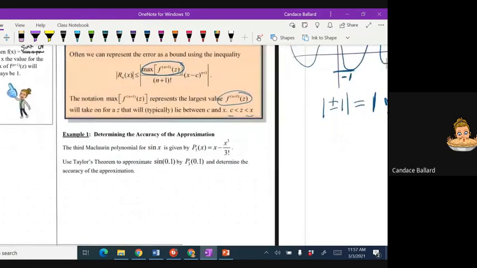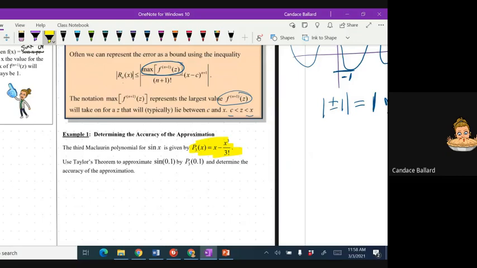Okay. Good. All right, so let's talk about what we've got here. Example 1 says, determining the accuracy of an approximation. The third Maclaurin polynomial for sine x. They were nice. In this problem, they gave us the polynomial. We didn't have to calculate it. So the third degree Taylor polynomial is x minus x cubed over 3 factorial. We learned about that yesterday.